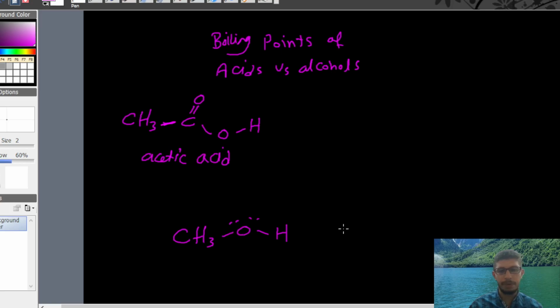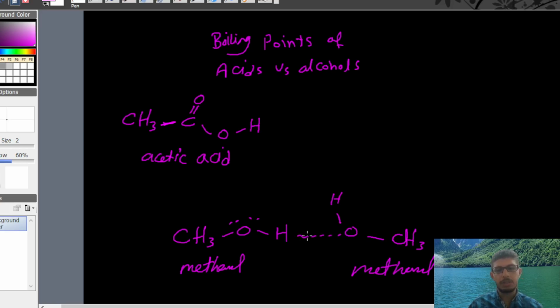This is two lone pairs of electrons on the oxygen. And here we have this oxygen here. And this is a hydrogen. And this is the CH3 group. So, as you can see here, this is methanol, and this is also a methanol. So, as you can see, there is simply one hydrogen bonding between the two molecules.